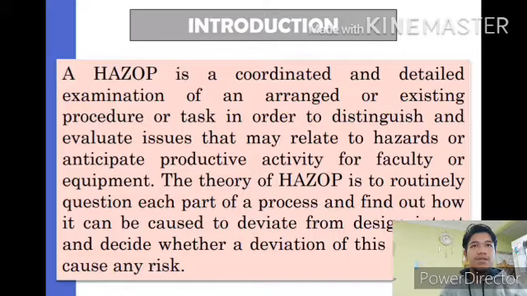The theory of HAZOP is to routinely question each part of a process to find out how it can deviate from design intent and decide whether a deviation of this kind can cause any risk. That's all for the introduction.